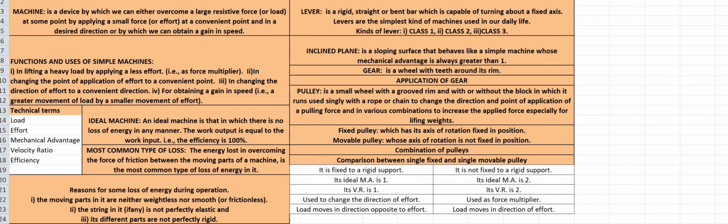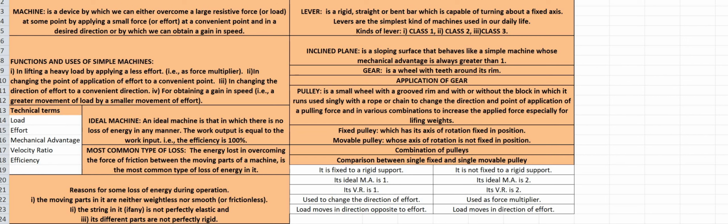So what is an inclined plane? An inclined plane is a sloping surface that behaves like a simple machine whose mechanical advantage is always greater than 1. However, we may note that work done in raising a load over a frictionless inclined plane is the same as in lifting the load directly up to the same height, because the increase in gravitational potential energy is the same in both cases.